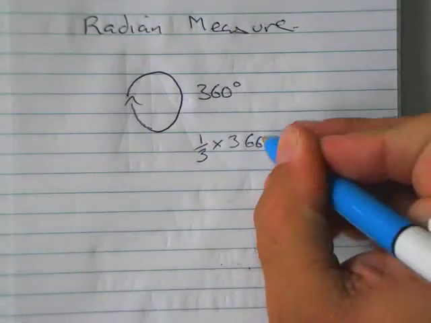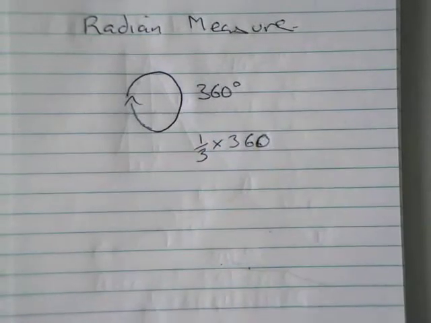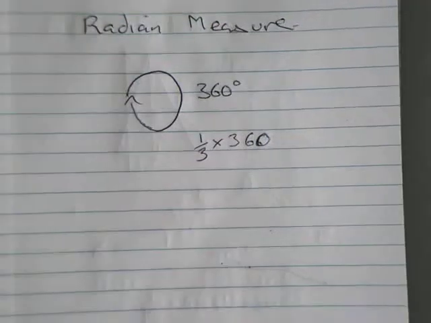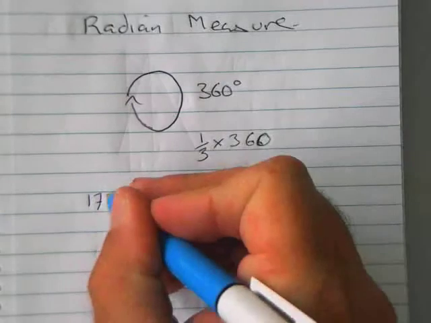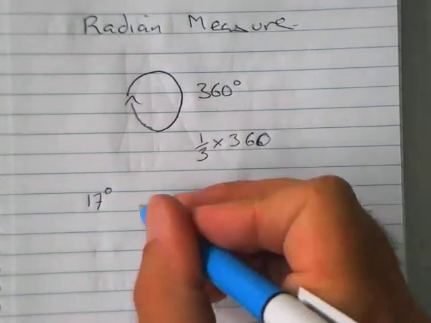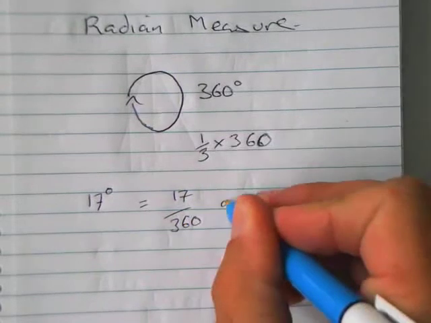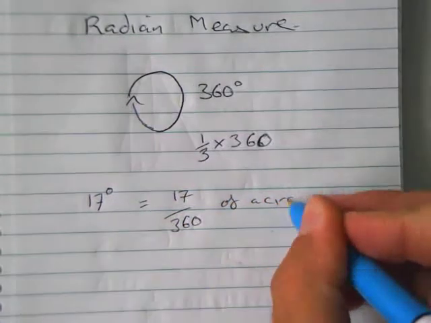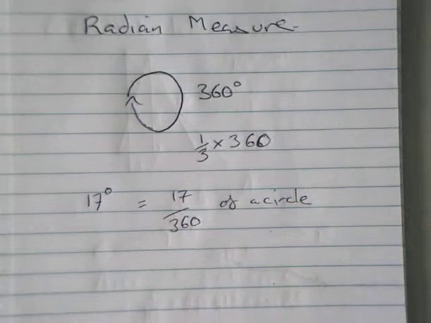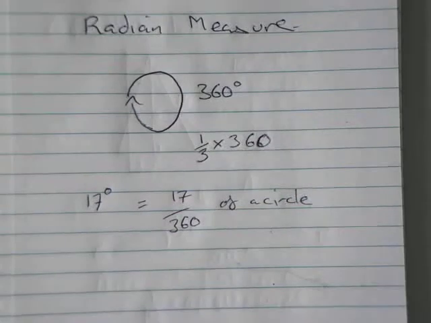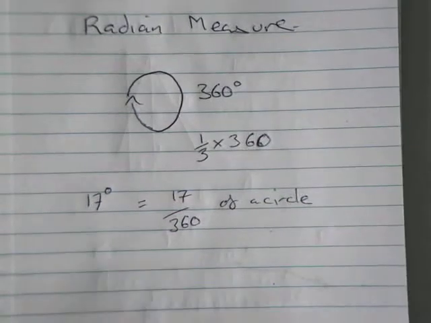Okay? So by that logic then, what's 17 degrees? 17 degrees is 17 360ths of a circle. Okay? You need to get that in your head really, really clearly, that that's what's going on. Now, why is that really, really useful?